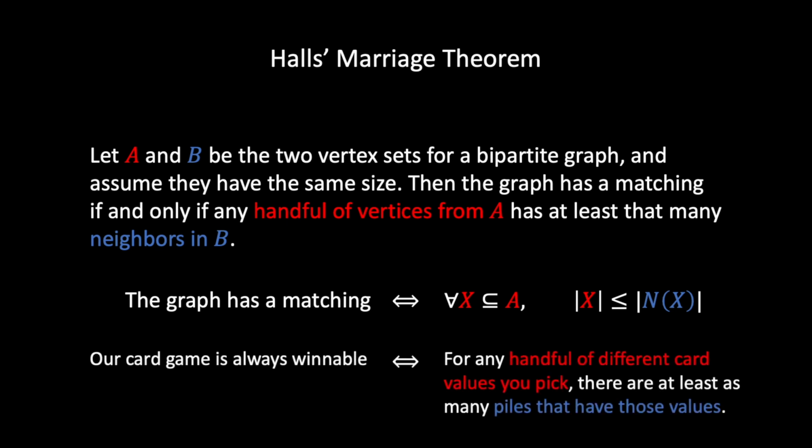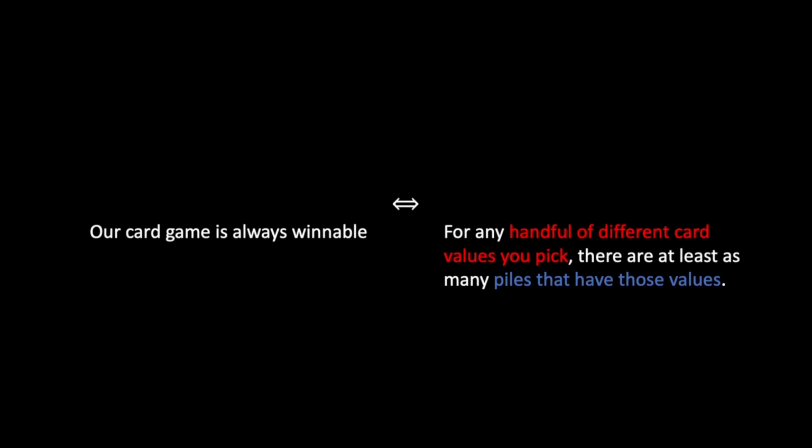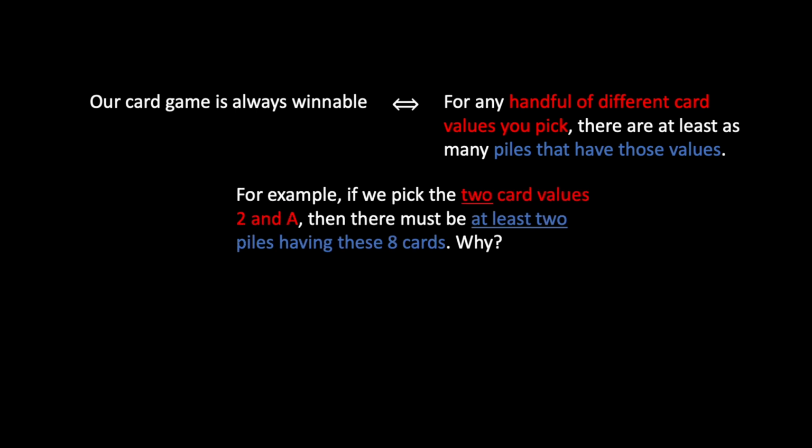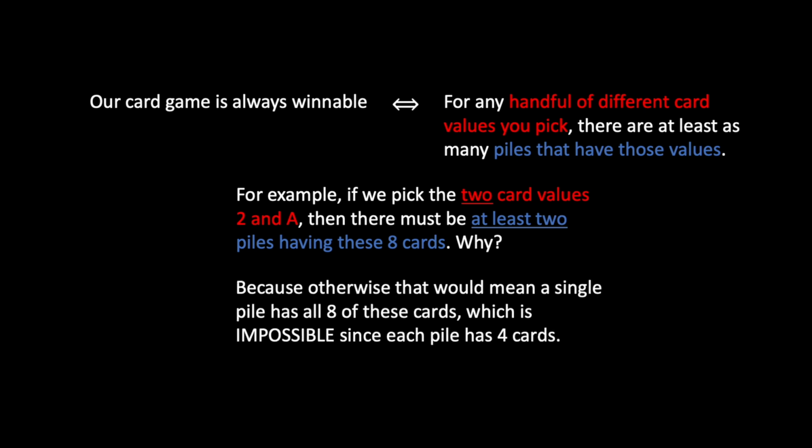And for us, our card game is always winnable if and only if for any handful of different card values you pick, there are at least as many piles that have those values. So for example, if we pick 2 card values, say 2 and ace, then there must be at least 2 piles that have those 8 cards. To see this, otherwise, that would mean a single pile has all 8 of those cards, which is impossible since a single pile has 4 cards. What we're going to do is generalize that idea to a proof.